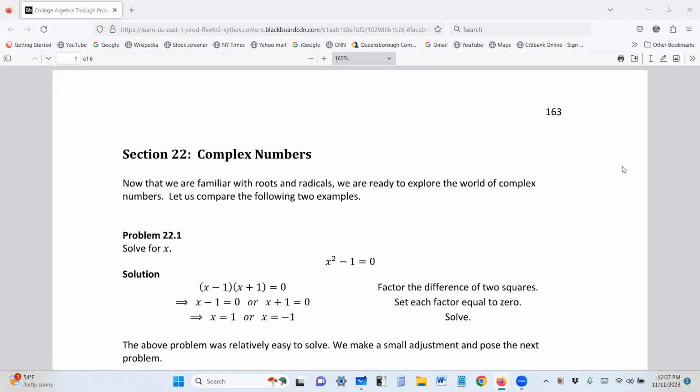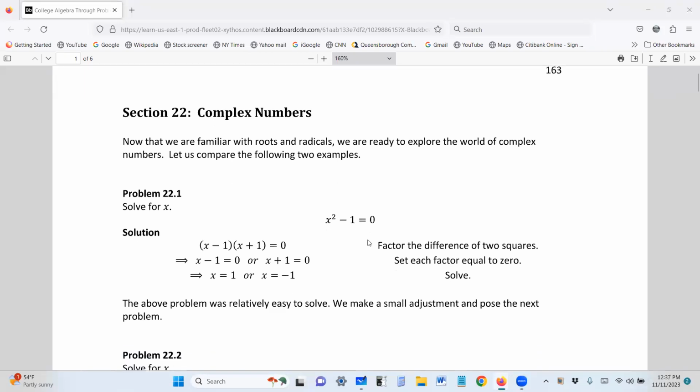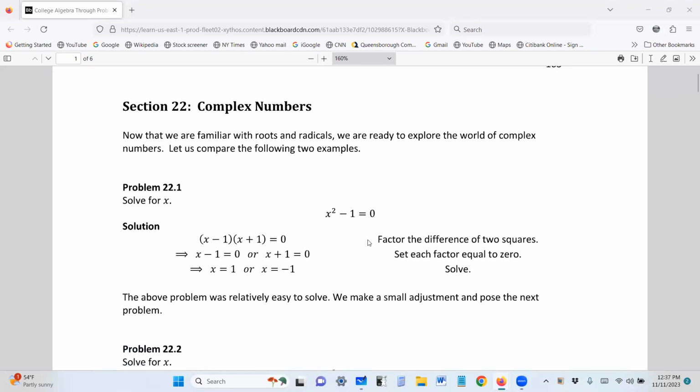All right. So the idea of complex numbers comes up from the following problem. Now, this is the standard problem, x squared minus 1 equals 0. And when we solve it by difference of squares, we factor that. We get x minus 1, x plus 1. Apply the zero property rule, and we solve each term. And we get either x equals 1 or x equals negative 1. We've done this before, nothing new. Both of these answers satisfy the original equation.